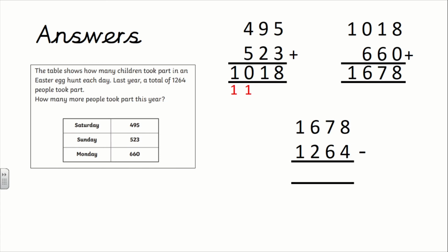So to work out how many more people took part this year, I'll do 1,678 subtract 1,264. So 8 take 4 is 4, 7 take 6 is 1, 6 take away 2 is 4, and 1 subtract 1 is none. 414 people.